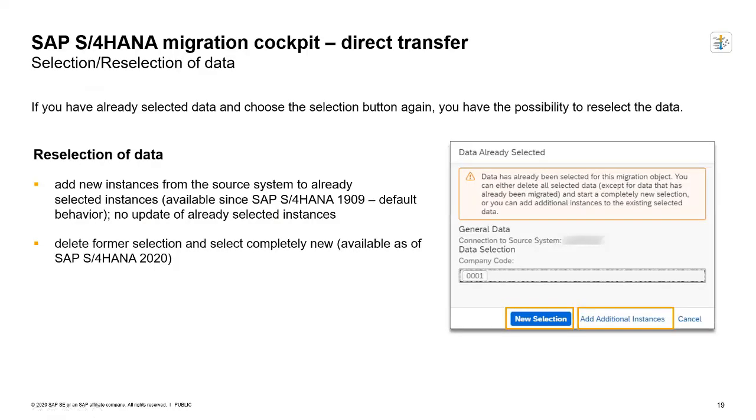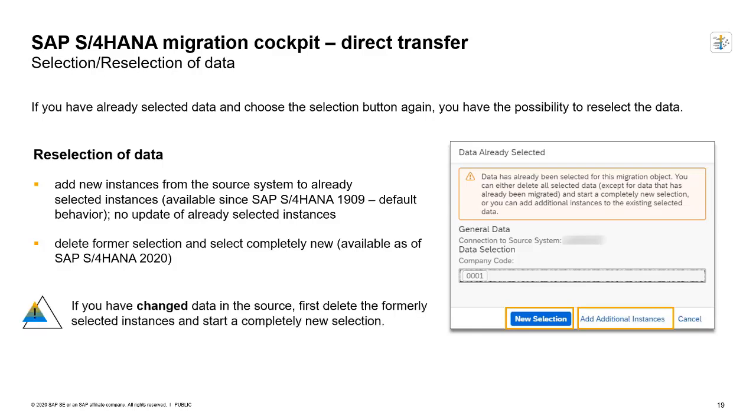There are some functions that are worth emphasizing, although you have already seen them. First, reselection of data is possible since the 2020 release. You have two options. When you have selected data and would like to change your selection, you can perform a completely new selection, which deletes the former selection, or you can add additional instances to already selected instances.